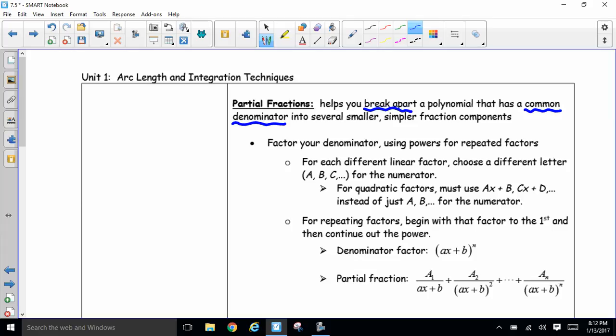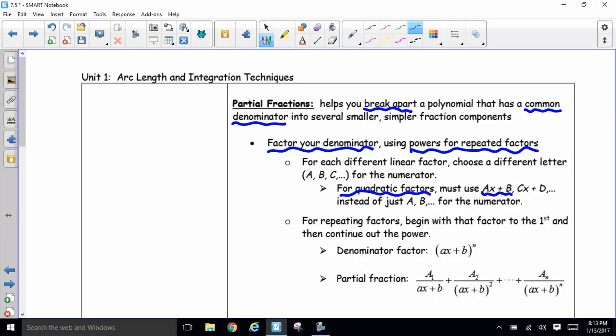Okay, so your first step is to factor, and you do have to remember that when you are factoring the denominator, you have to use powers if things repeat. Then for every different factor, you pick a different letter of the alphabet. It really doesn't matter, but usually we'll start with A, so A, B, C, and go on. For quadratic factors, you have to bump it up a little bit, and that factor would now be an Ax plus B or a Cx plus D. So I'll show you what I'm talking about here.